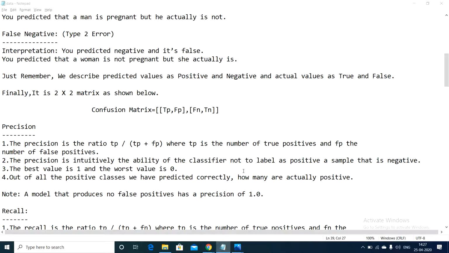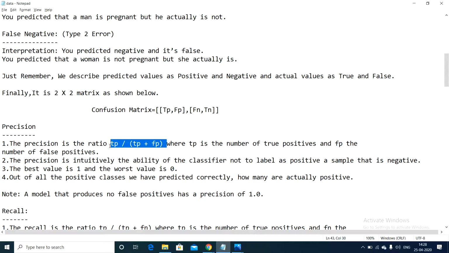Let us take an example of a man. We are predicting the man as pregnant, but he is not. That is called a false positive case. So this ratio is known as precision. The range of precision is between 1 and 0. There are no negative values for that.